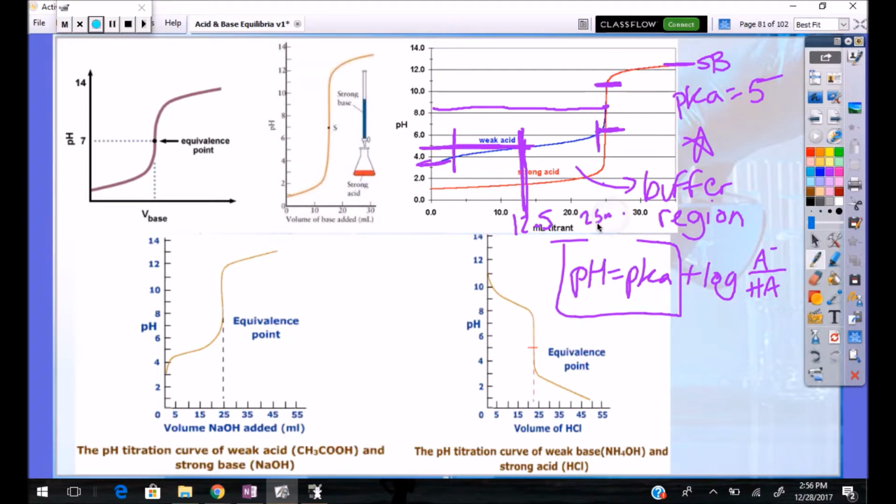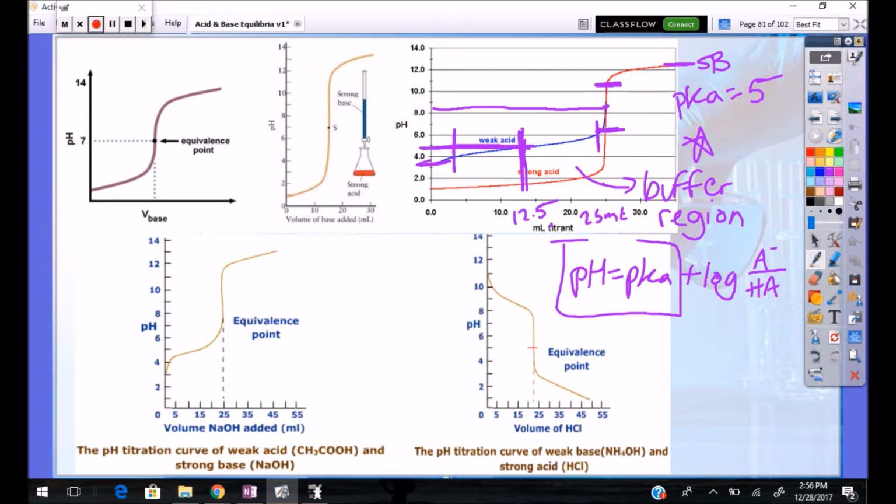That's a very easy and common question you'll see on the test, and they ask you about that. So half of the equivalence point volume is 12.5. Go to the pH.